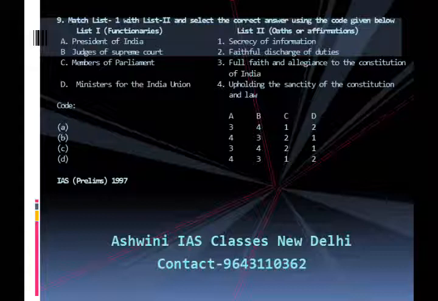This particular question has appeared in the year 1997 and will appear on the slide, which will give you complete clarity. The answer is C. The match of list 1 and 2 is as follows. President of India, faith and allegiance to the Constitution of India. Judges of the Supreme Court, upholding the Constitution and the law. Member of the Parliament, faithful discharge of duties. Ministers for the Union, secrecy of information.